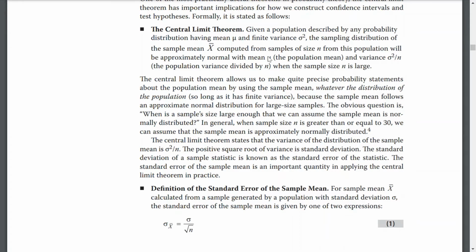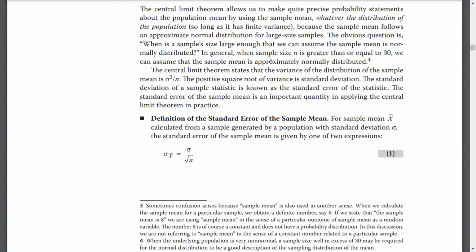The central limit theorem states that the variance of the distribution of the sample mean is sigma squared divided by n. The positive square root of variance is a standard deviation. The standard deviation of a sample statistic is known as the standard error of the statistic. The standard error of the sample mean is an important quantity in applying the central limit theorem in practice. Definition of standard error of the sample mean.